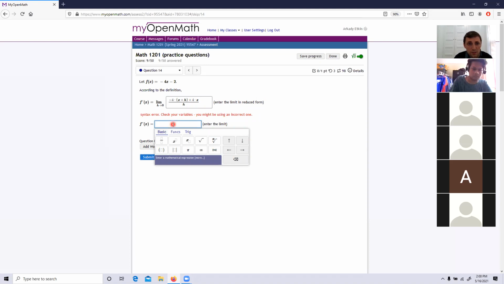And this would be what? Simply would be -4, right? Let's see what happens there. What syntax error I'm trying to understand. Will be work, enter limit. So f prime of x is -4.